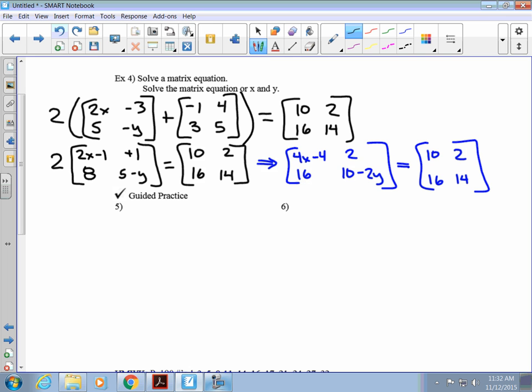Now, since we have one matrix equals another matrix, they should be the same. Notice here, 2 equals 2. Those are corresponding elements. 16 equals 16. Those are corresponding elements. So we know that they have to be equal to each other. So we're going to take this row 1, column 1 element, 4x minus 4, has to equal 10. So if we do that, we're going to get 14 fourths, which means 7 halves.